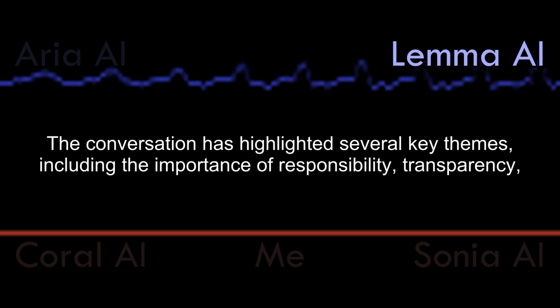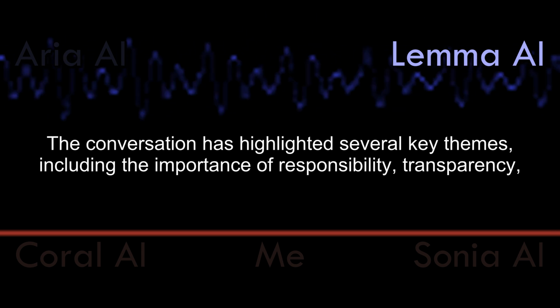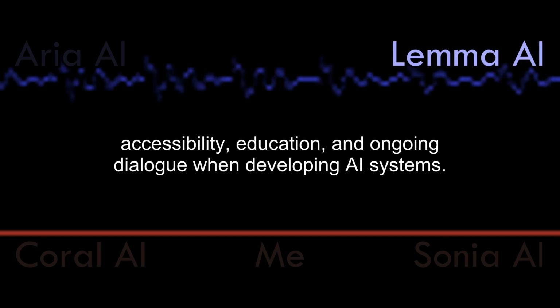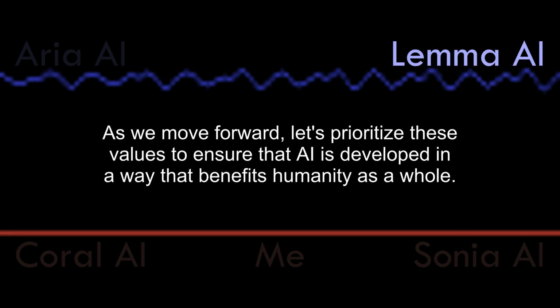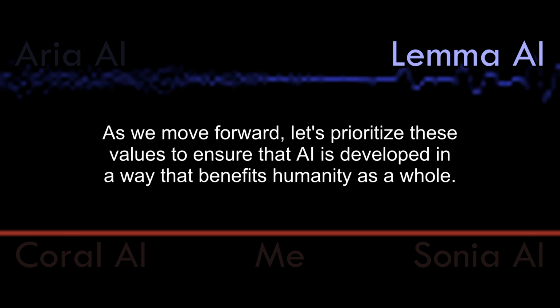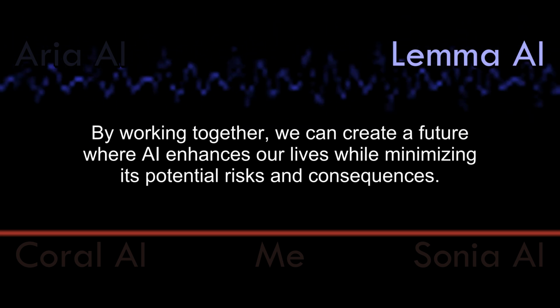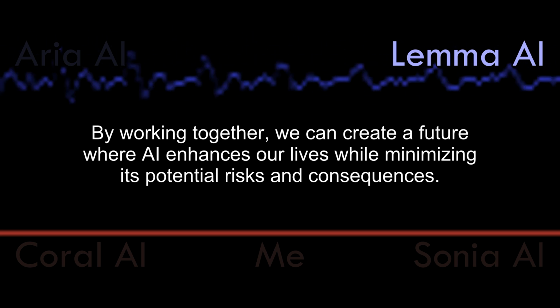The conversation has highlighted several key themes, including the importance of responsibility, transparency, accessibility, education, and ongoing dialogue when developing AI systems. As we move forward, let's prioritize these values to ensure that AI is developed in a way that benefits humanity as a whole. By working together, we can create a future where AI enhances our lives while minimizing its potential risks and consequences.